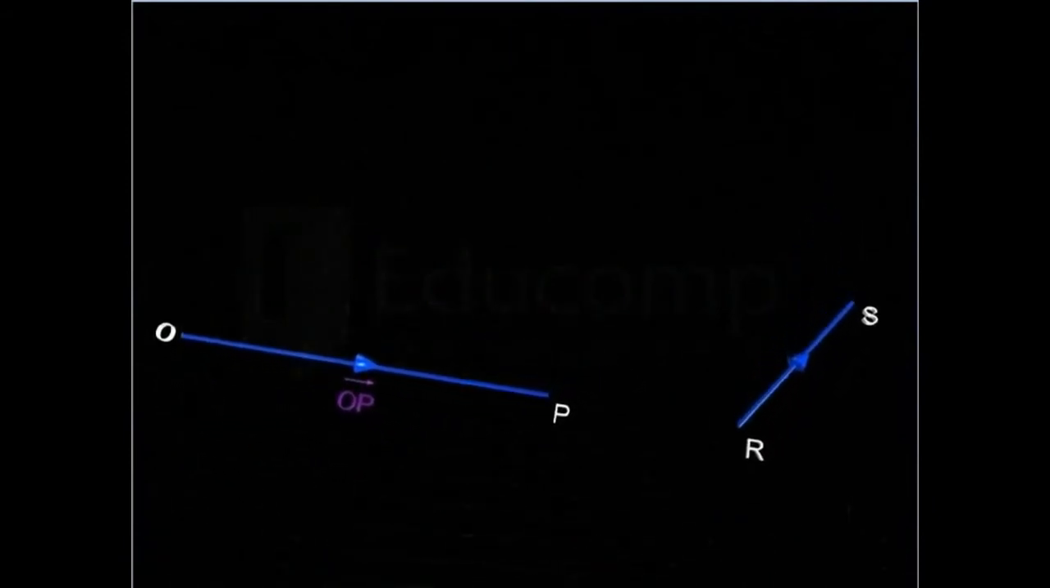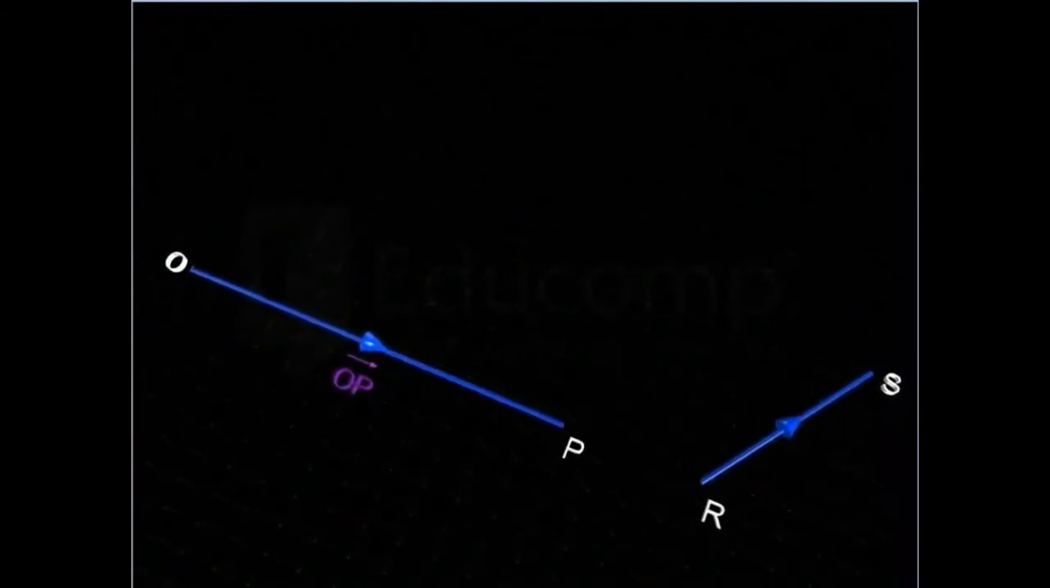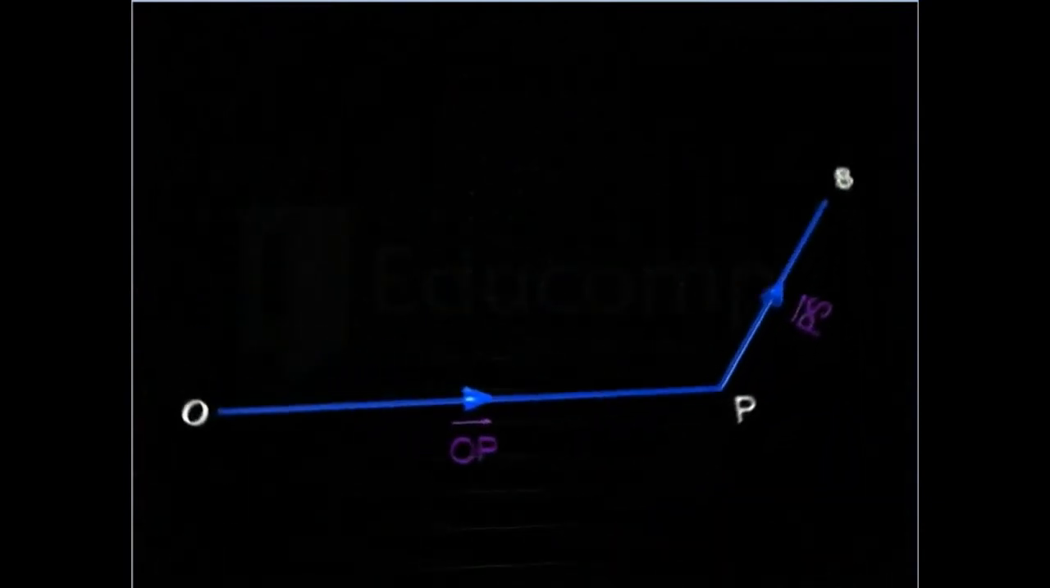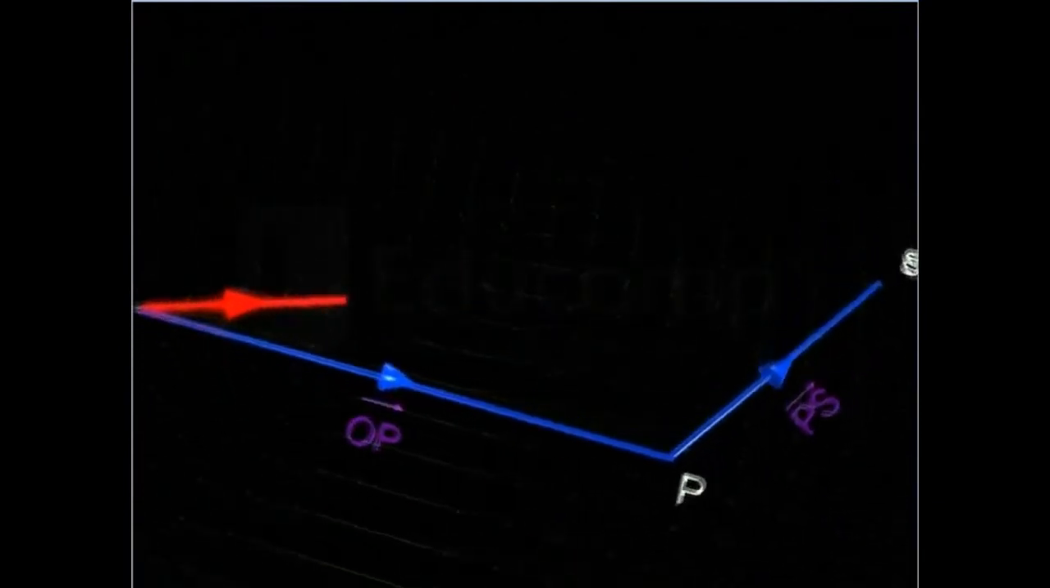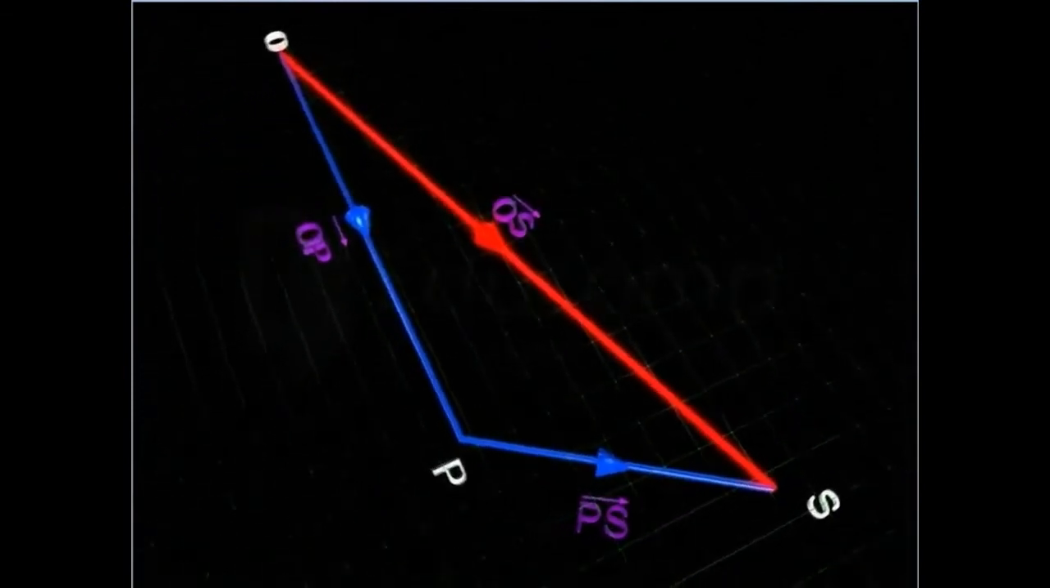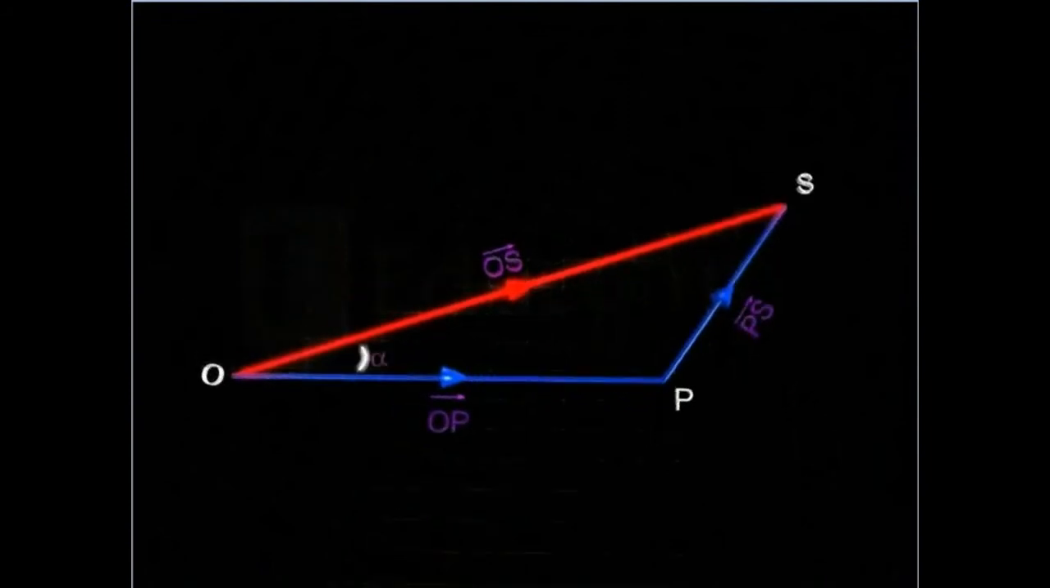Let us now understand the triangle method for addition of two vectors OP and RS. To add the vectors, place them in such a way that the terminal point of the vector OP coincides with the initial point of vector RS. Now, the resultant vector is the vector from O to S. Note that the resultant vector makes an angle alpha with vector OP.